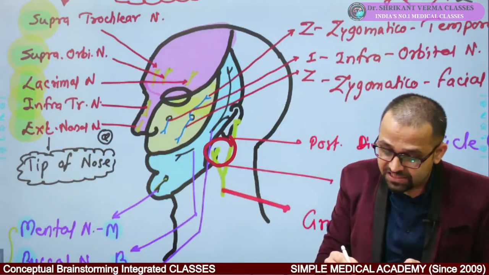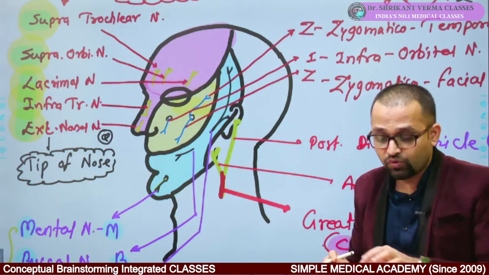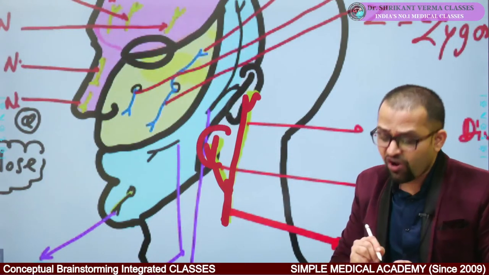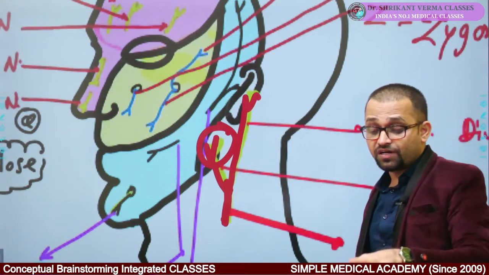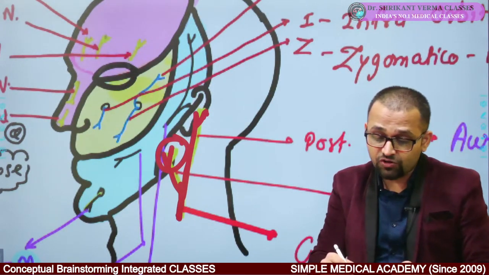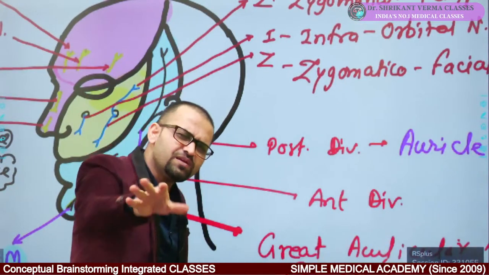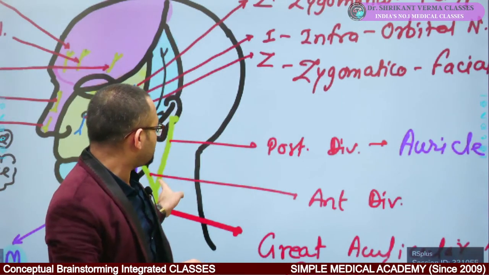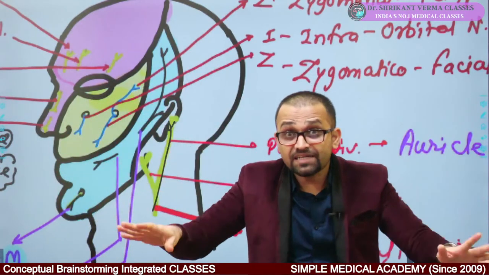Now ENT integration, surgery integration, try to understand. The great auricular nerve is coming from the posterior triangle of the neck. Okay sir, it is dividing into the anterior division and posterior division. Angle of mandible is supplied by the anterior division of great auricular nerve, while the pinna is supplied by posterior division of great auricular nerve. Now try to understand ENT first chapter, pinna nerve supply, very important. Pinna is supplied by many nerves, but most important nerve is, you can see, the great auricular nerve. The name itself is great auricular nerve.